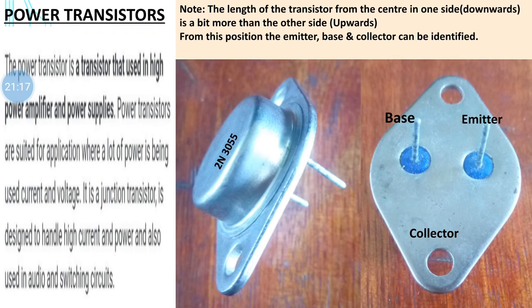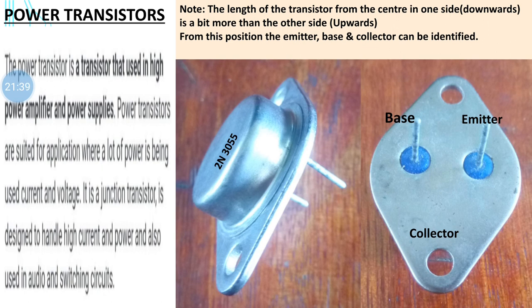Power transistors. Power transistors are coded with 2N3055. It is a power transistor used for the purpose of high power amplification and power supplies. The transistors are suited for applications of audio and switching circuits.